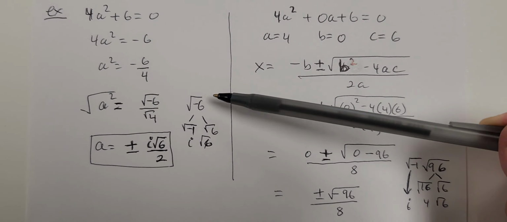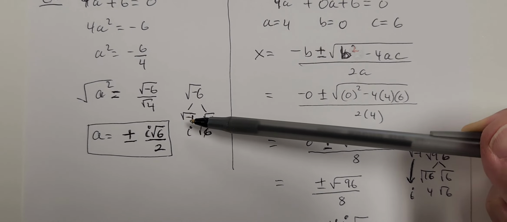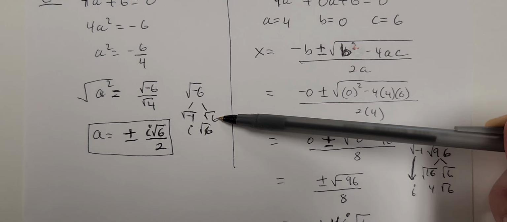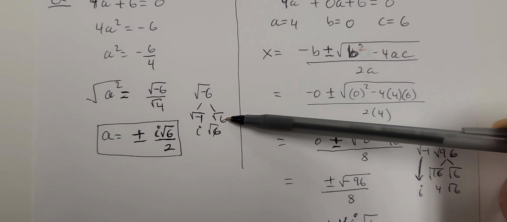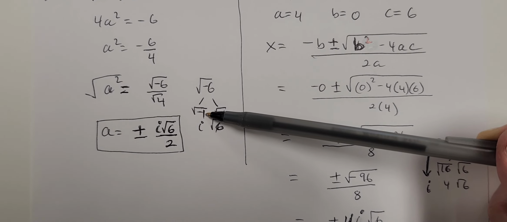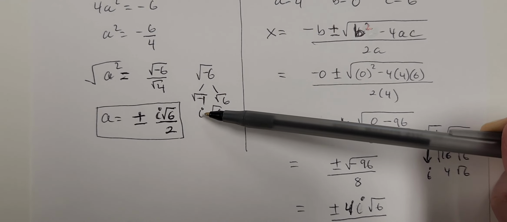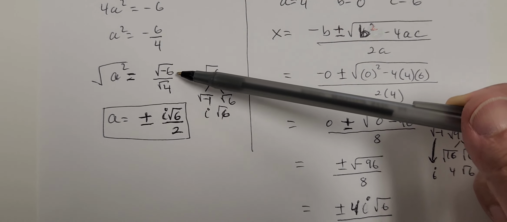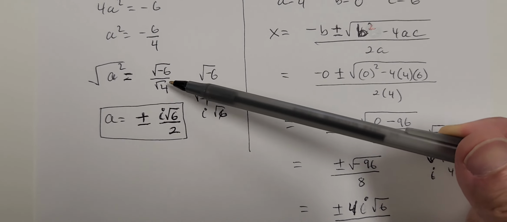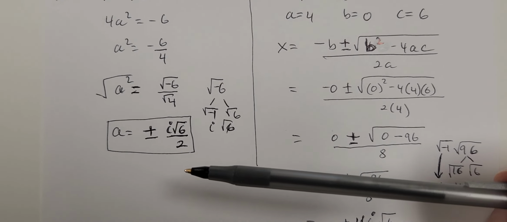Now the square root of -6, I did it on the side here. -6 is technically -1 times 6, so I separated -1 and 6. The square root of 6 I cannot simplify, so I leave it alone. But the square root of -1 is always i. So the square root of -6 becomes i square root 6. Then the square root of 4 becomes 2. And this is my final answer because there's nothing else to do.